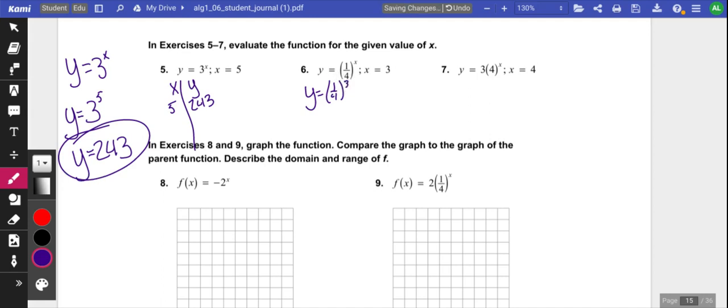Okay, so that means I'm taking the top and bottom of my fraction to the 3rd power. Okay, 1 to the 3rd power, 1 to any power really is just 1. And then 4 to the 3rd power, I believe, is 64. All right, 1/64. That's my final answer there.